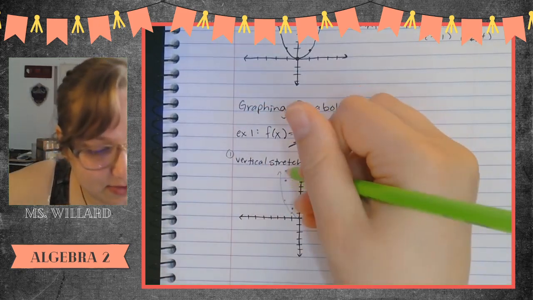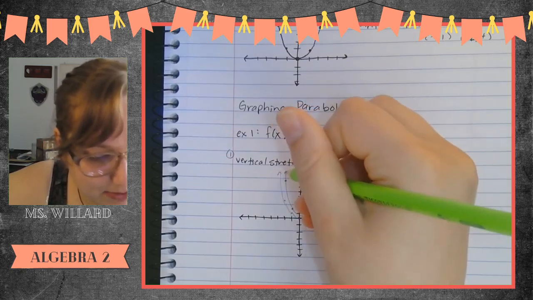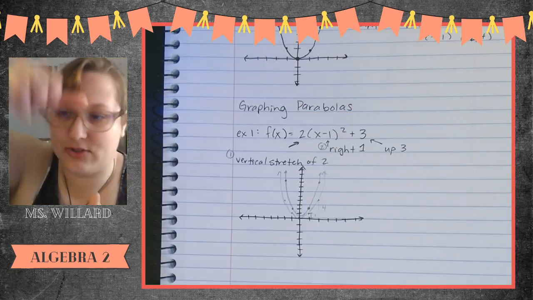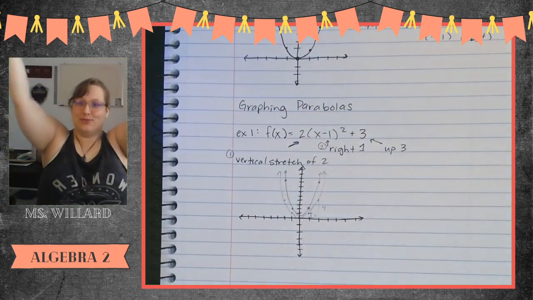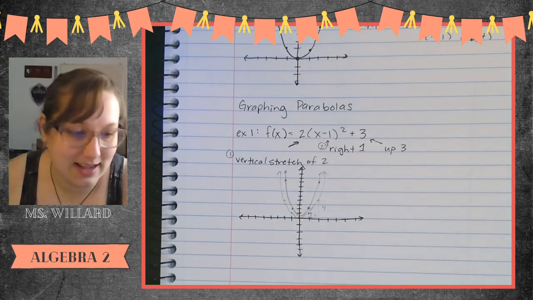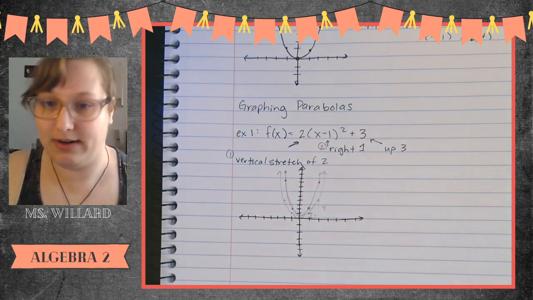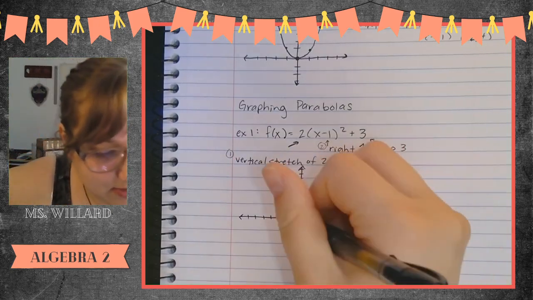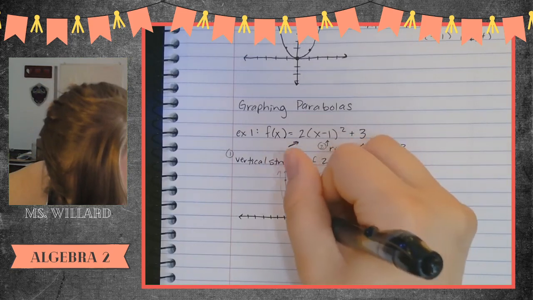So this is my stretched out version. I don't need to sketch this part, but I kind of want to, so I can show you what it looks like. It's been stretched. Then everything I do, I'm going to move all of these points to the right by 1 and up by 3. So I'm going to start with my vertex. Right 1, right 1, up 3.